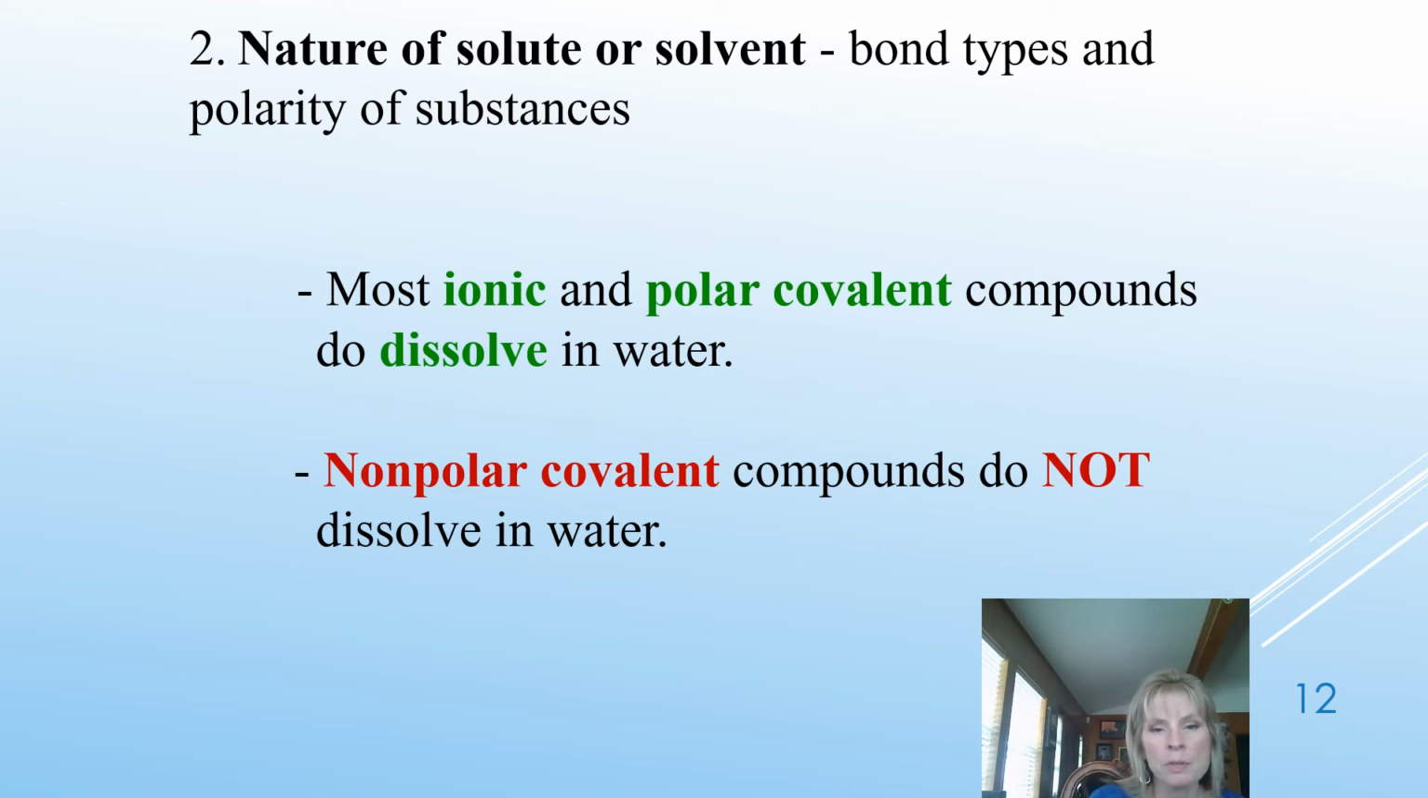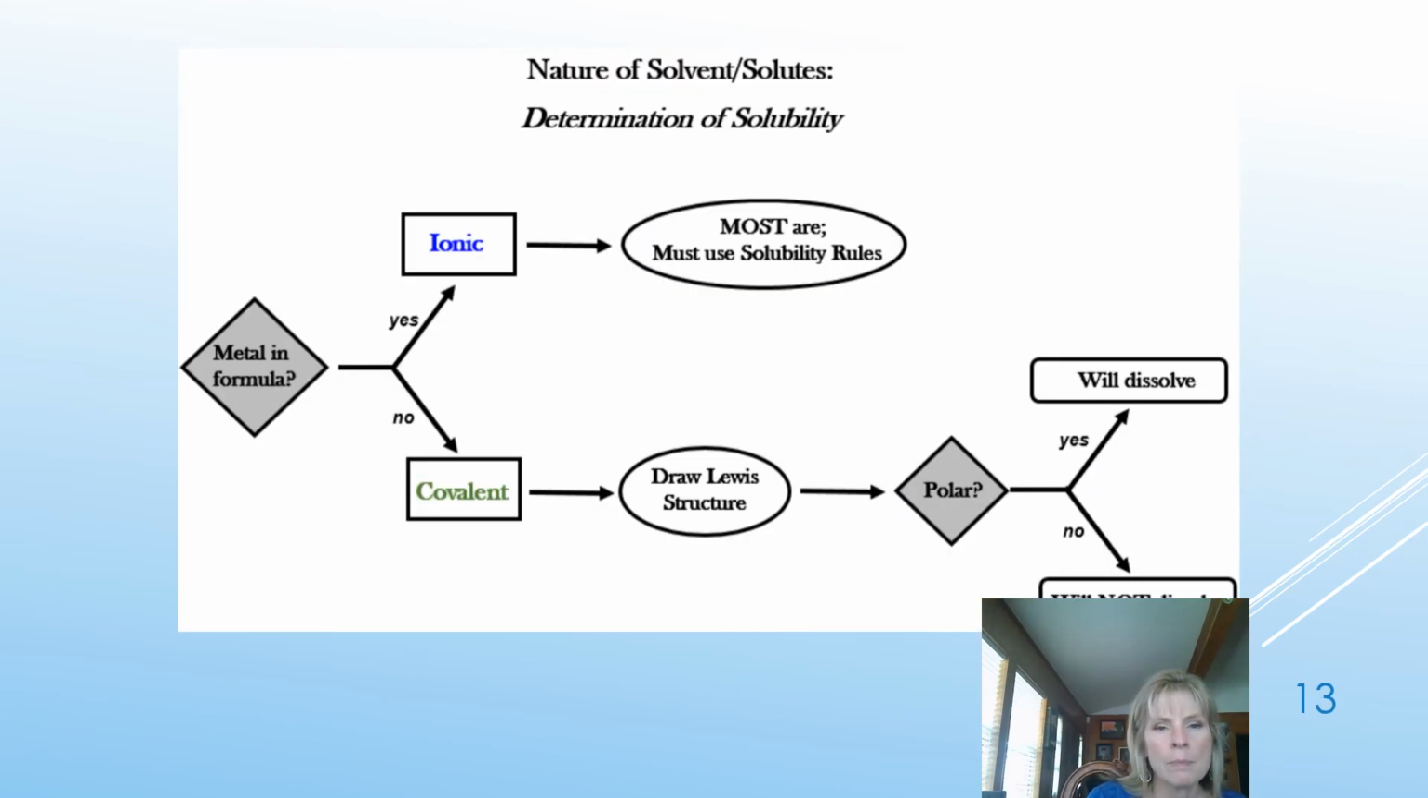So the nature of solute and solvent will tell you whether or not something will dissolve. This is a good flow chart if you're having trouble determining whether something is ionic or covalent. First thing you do, you look at the formula. Does it have a metal in it? Well, if it has a metal in it, then it's an ionic compound. Most ionic compounds are soluble, but you have to look at your solubility rules because there are ionic compounds that aren't soluble in water. If there's not a metal in the formula, then it's a covalent compound and you get to draw the Lewis structure.